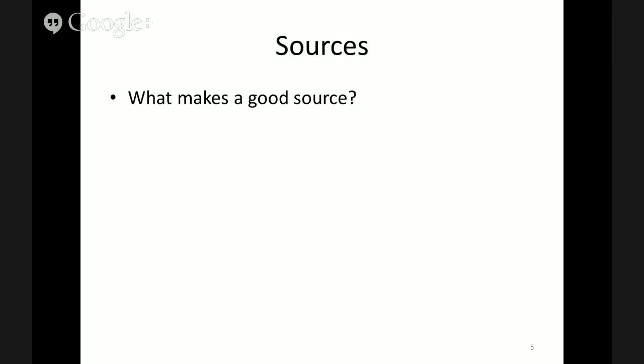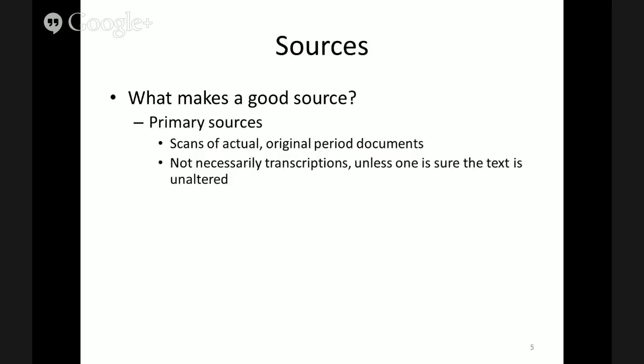So what's a good source? What should we be using? First of all, primary sources. If you have a scan or a photograph or a photocopy of an actual original period document, that's the best source there is. You can get photos of Scottish parliamentary records from like 1400 on, one of Alice's favorite sources. If we have a picture of an actual document from the 15th century and it has the name John in it, that's as good a documentation as you will ever find.